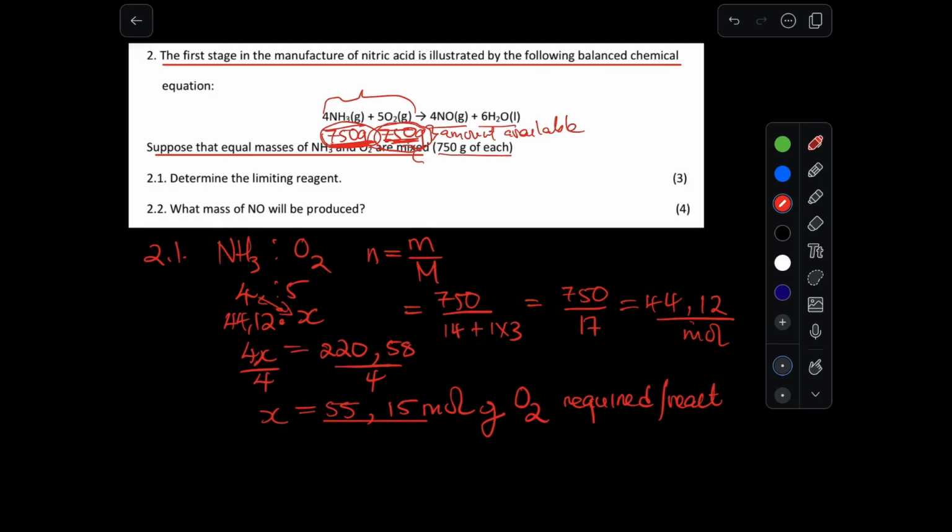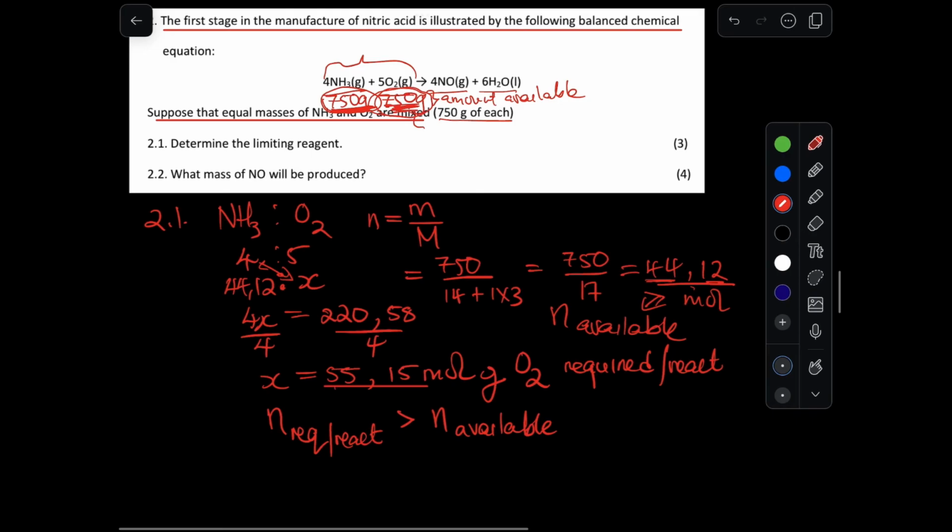Remember, for oxygen, we converted that 750 grams into number of moles. That makes 44,12 mole. So now, out of that 44,12, what is needed? It's 55,15. Remember, in the previous example, I said if the number of moles required, or the number of moles that is going to react, is bigger than the number of moles available. This is the number of moles available.